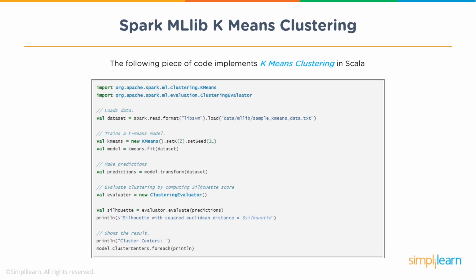You want to set the seed. Now that could be passed in any number. And what you do is you create a model by using this k-means and doing a fit method on your data set. Now, once you're done with that, you can get your predictions using the model.transform method. Once you have got your prediction, we would want to evaluate clustering. So we would use a clustering evaluator function. And here we will run it by saying evaluator.evaluate on our predictions, which we got in previous stages. And once you have that, you can print it out.